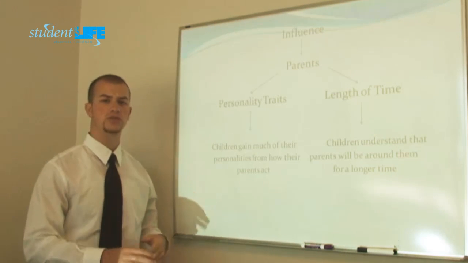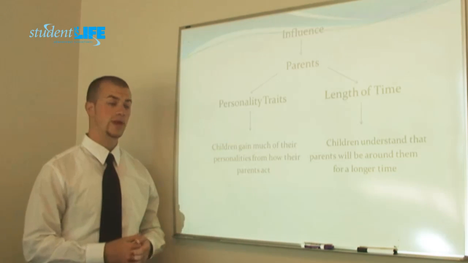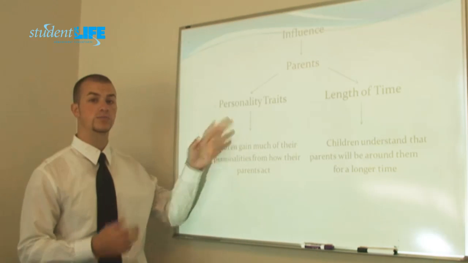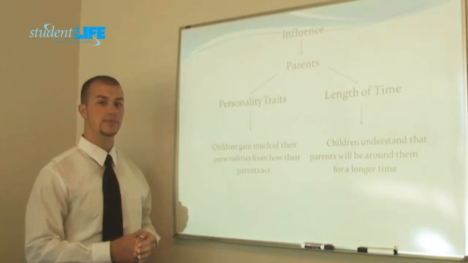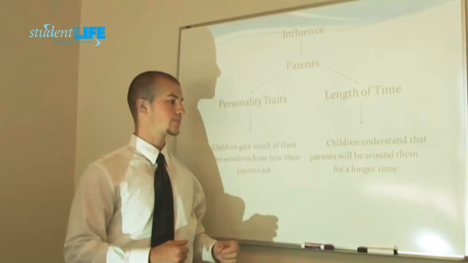You think about little children, and from the time they're born, who are they with most of the time? They're mostly with their parents. That means they would pick up their parents' personality traits and begin to act like them even at a young age. My second reason is length of time.